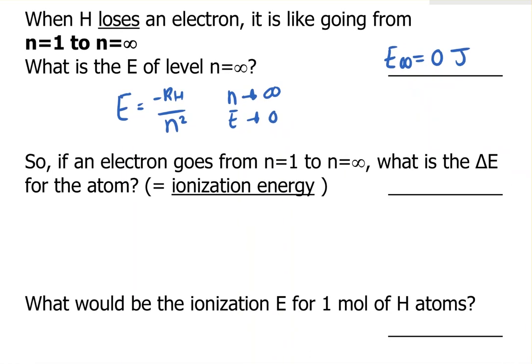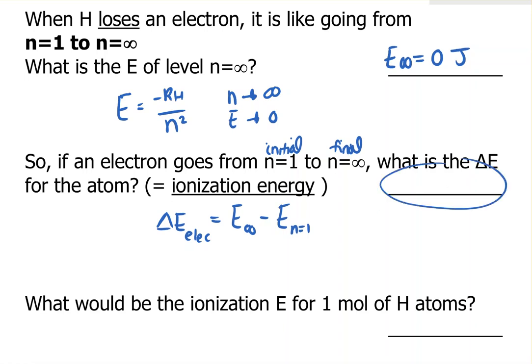Okay, so what if an electron goes from its ground state in hydrogen to n equals infinity, it's totally left. When we think about this, this is going to be our initial, and this is going to be our final. And so the change in energy for the electron, or in this case for the atom, is going to be the final minus the initial. And I will leave it up to you to calculate that number, this is on your lab report.